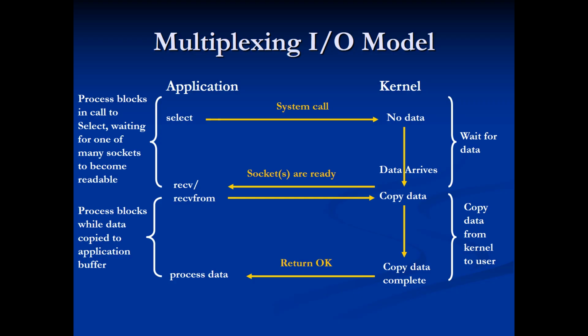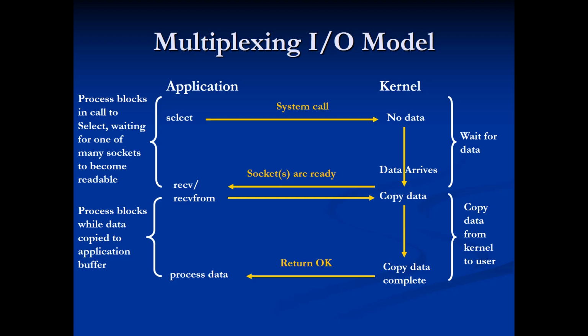Now, instead of calling receive from directly, the first thing that the application does is it calls another function. It calls select function. It's also a system call to the kernel. And the kernel gets that request and sees, okay, I'm going to check to see if there's data on this particular socket that the application is calling select upon. And the kernel checks and there's no data.